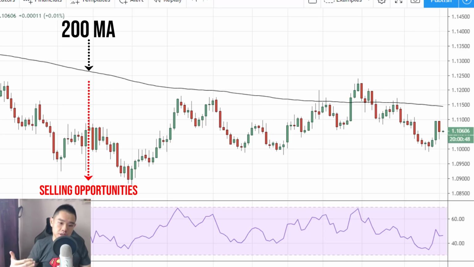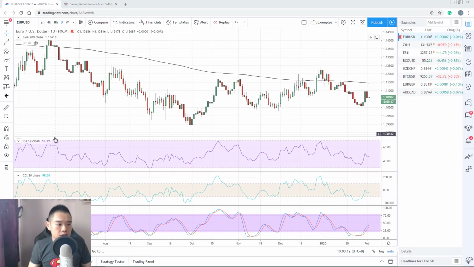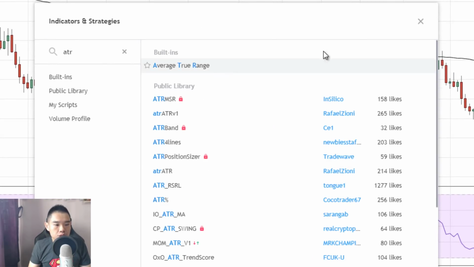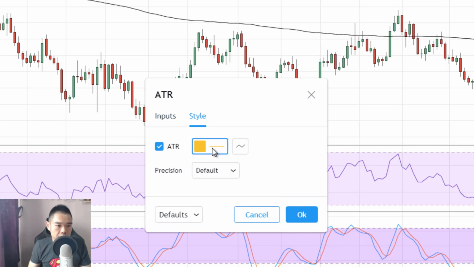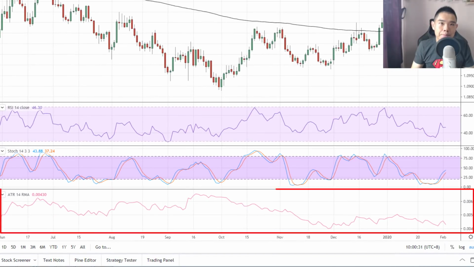If the price is consistently above the 200 period moving average, you want to look for buy opportunities. On the other hand, average true range, let's talk a little bit about this. You can actually get the average true range, like this one here. You can see over here, the color here is quite bad, so I'm just going to adjust this color to help you see better. You can see this pink line at the bottom.